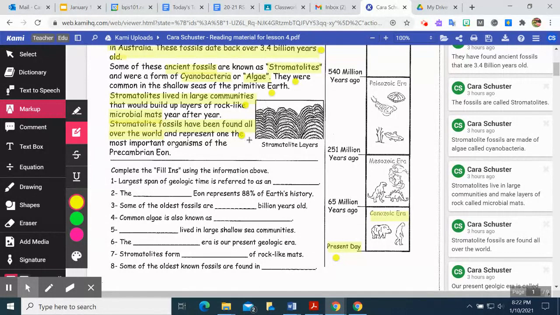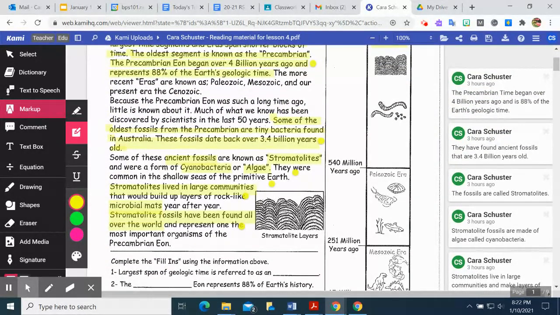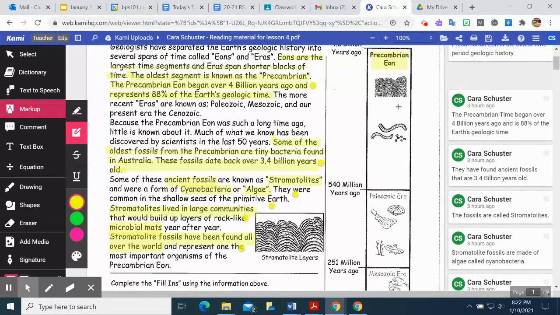Stromatolite fossils have been found all over the world and represent one of the most important organisms of the Precambrian era. So it was just these things. There weren't people, there weren't any other animals. It was just this bacteria. And they lived in colonies and it formed these little mats.